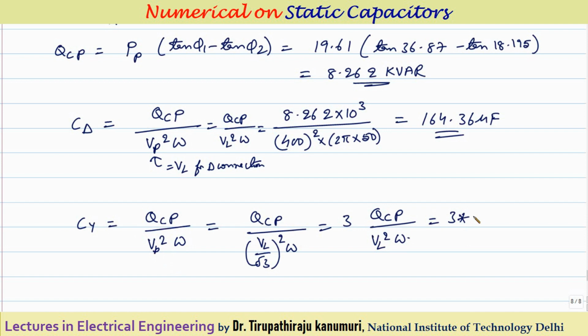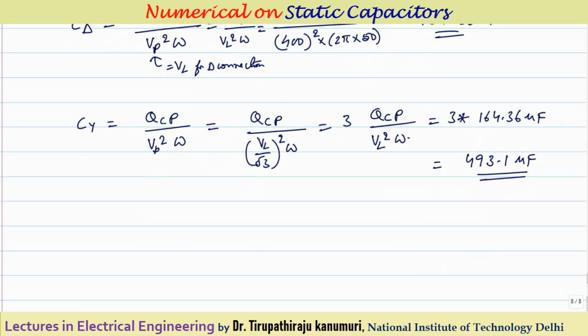So this will be equal to 3 times of 164.36 microfarads, or this will be nothing but equal to 493.1 microfarads. So this way you have to calculate. You can see the rating of the capacitor in star connection is 3 times the rating of the capacitor in delta connection. That's why delta connection is preferred. But in the case of star connection, the voltage across the capacitor is less because it is equal to VL divided by root 3. Whereas in the case of delta connection, voltage across the capacitor is line voltage. That's why voltage rating of the capacitor in delta connection is root 3 times the voltage rating of star connection. So I am just mentioning that also to avoid the confusion.